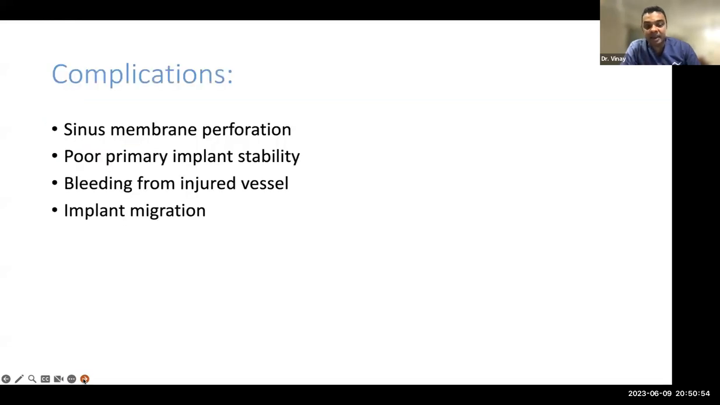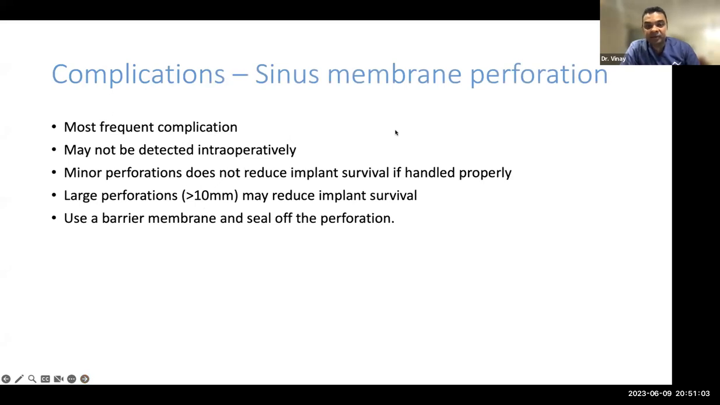You can have sinus membrane perforation, poor primary implant stability, bleeding from the injured vessels, and implant migration. Sinus membrane perforation is the most frequent complication. It may not be detected intraoperatively. So minor perforations, they don't reduce implant survival if handled properly.